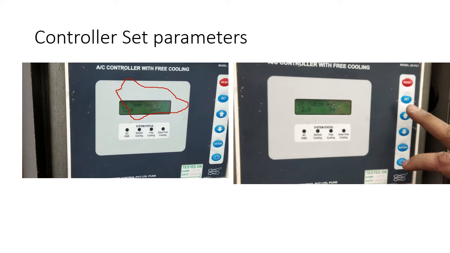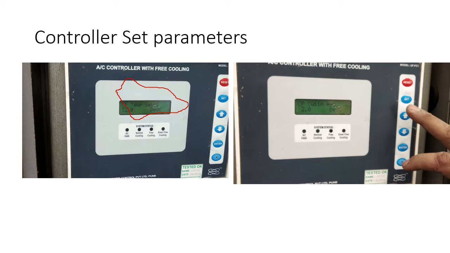The meaning of this is, if you set 29 degrees centigrade as the set point, the EFC machine will switch on the compressor when your return air temperature reaches 29 plus 2 degrees. That means only when over 31 degrees centigrade temperature reaches inside the shelter, at that point of time your EFC machine will switch on.